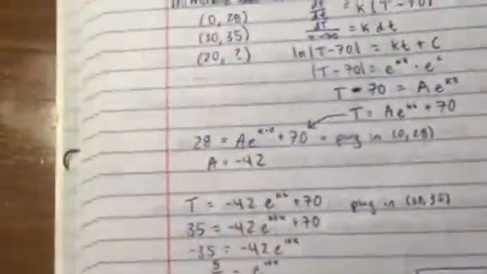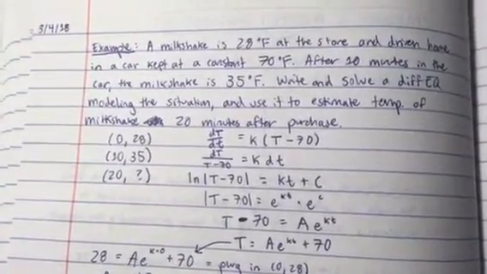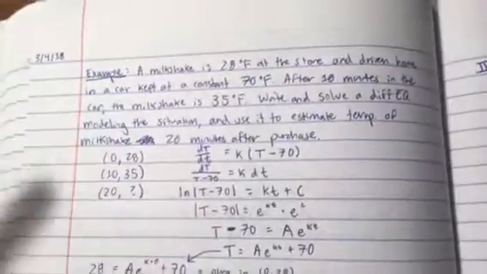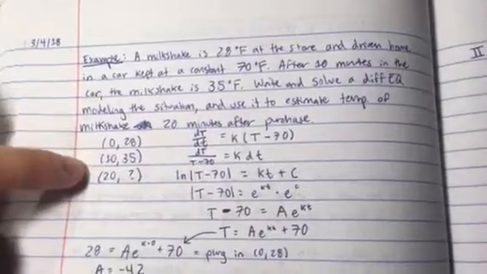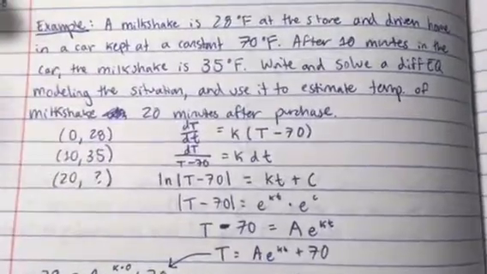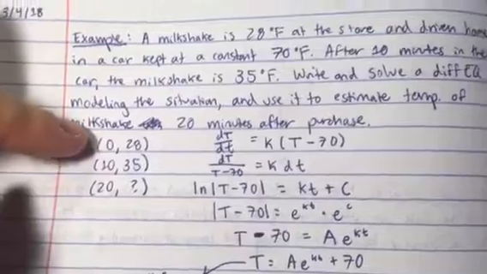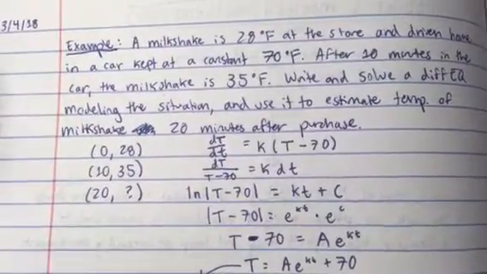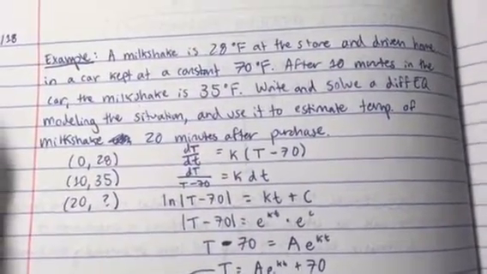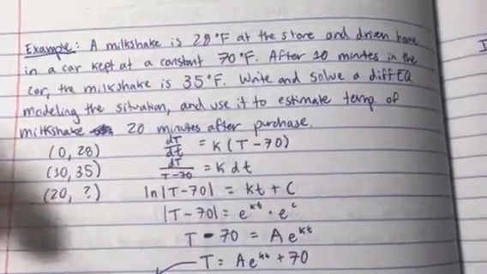So an example problem that I found helpful for Newton's law is the milkshake problem. I summarized it in these three pairs to show what the problem gives us initially. So the starting temperature of the milkshake is 28 degrees Fahrenheit. After 10 minutes, it's 35. It is heated up to 35 degrees in a 70-degree car. And after 20 minutes, we're trying to find what the temperature is.